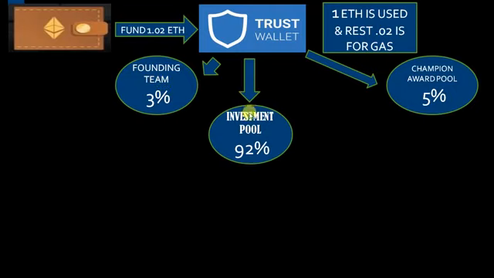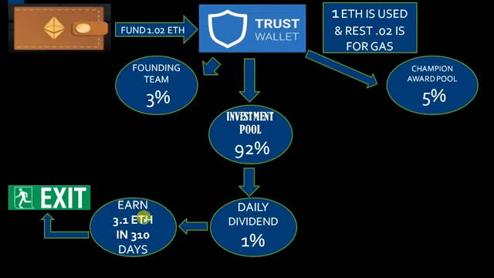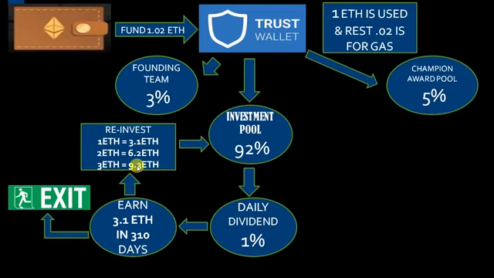The founding team takes 3%, your investment pool gets 92%, and 5% goes to the champion award pool. Now let me just tell you that from this 92%, the daily dividend is paid 1%, okay? And this 1% is paid for 310 days for investors, or as you reach 3.1, even in 1 day or 1 hour, 3 days, 30 days, doesn't matter if you are building your network, because once you make this 3.1, you can exit, or you can reinvest either 1 Ethereum, 2 or 3.